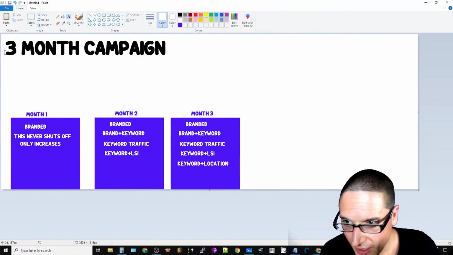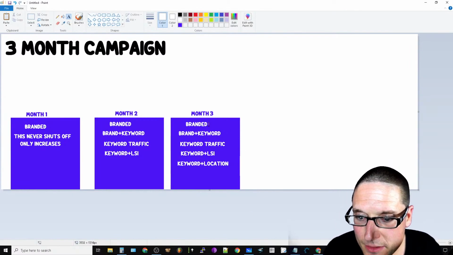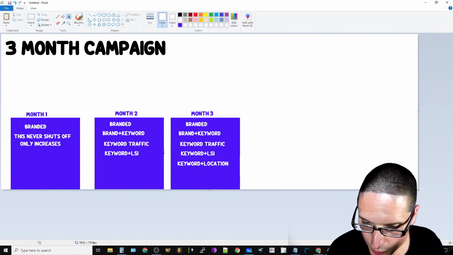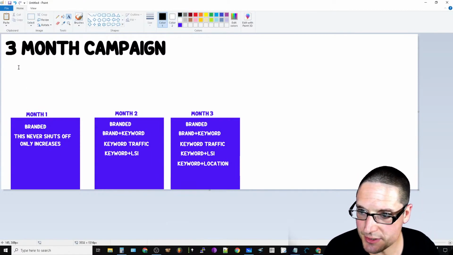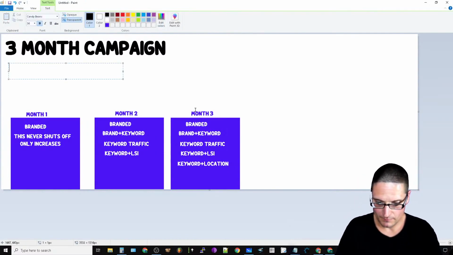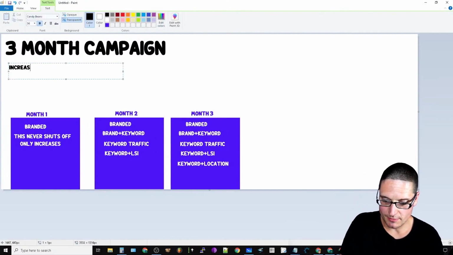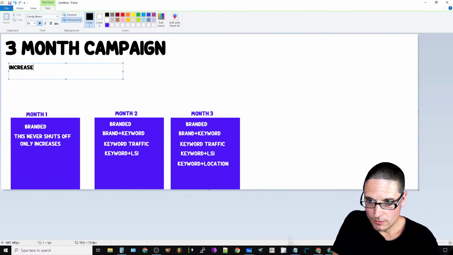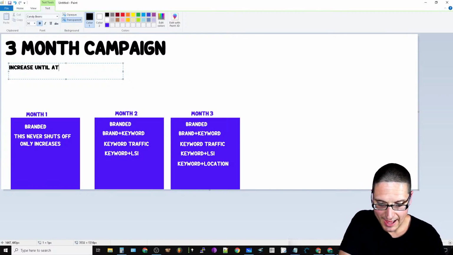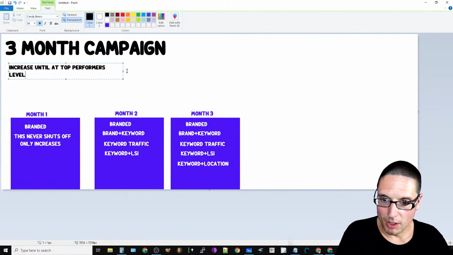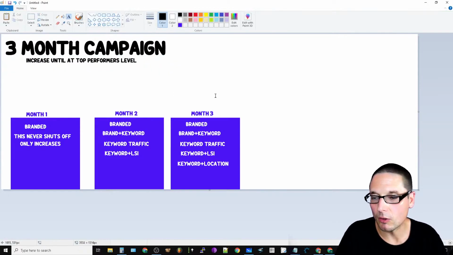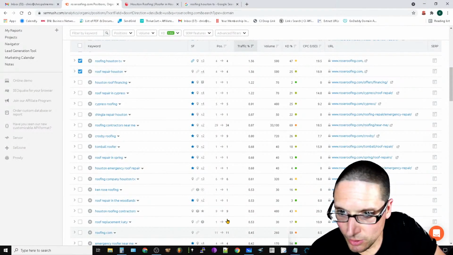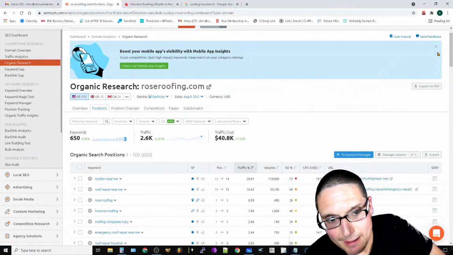All right, 3-month campaign. These are going to be increasing as you go, matching and mirroring. So we should write that on here just so there's no confusion: increase until at top performers level. Month over month, you're increasing until you reach the level. All right, so the benchmark is set by the top performers.